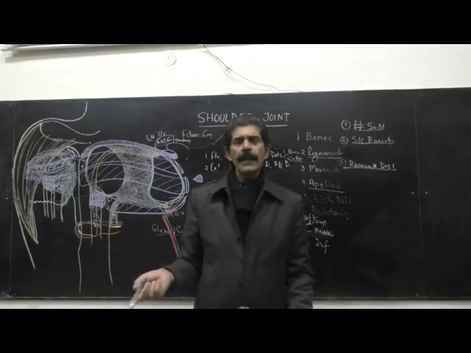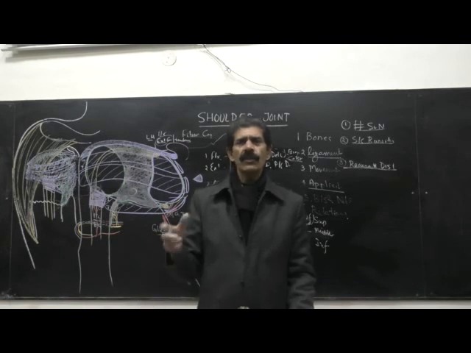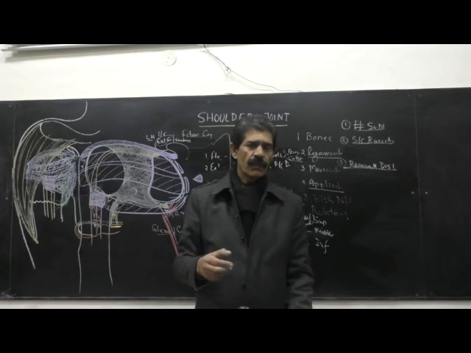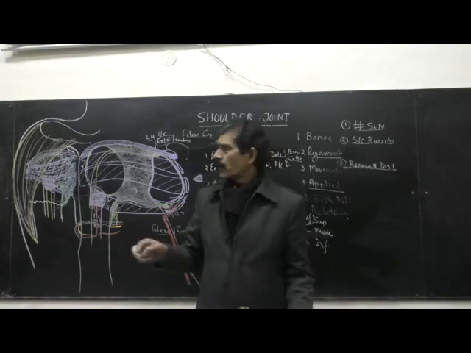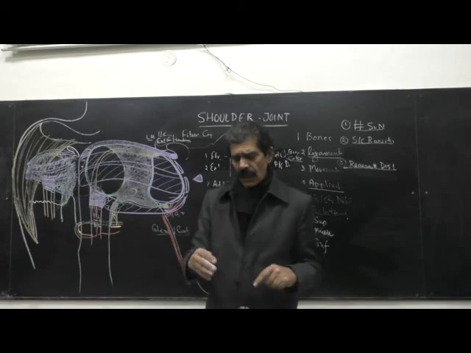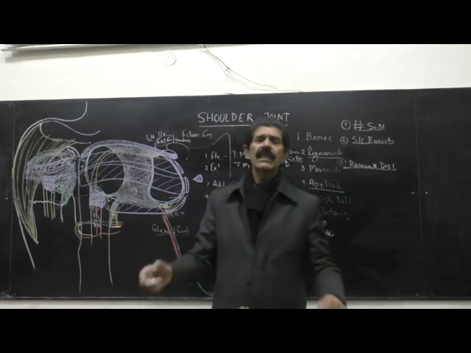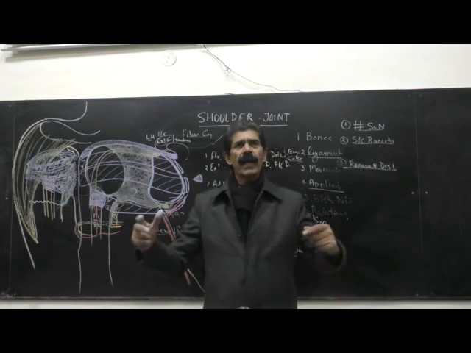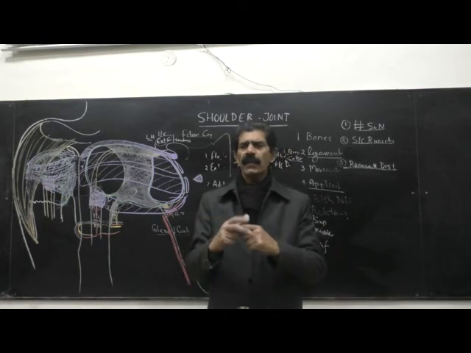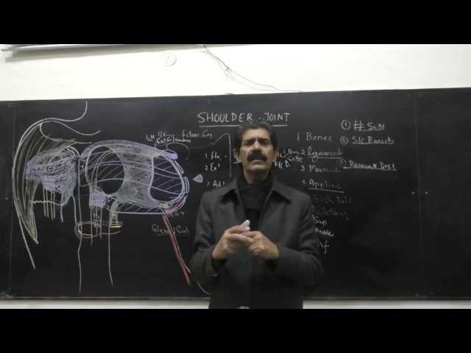And posteriorly is also not possible, because posteriorly there is a musculotendinous cuff, or rotator cuff, which fuses posteriorly with the fibrous capsule, and they strengthen the joint and keep the head of the humerus in contact with the glenoid cavity in all movements around the shoulder joint.